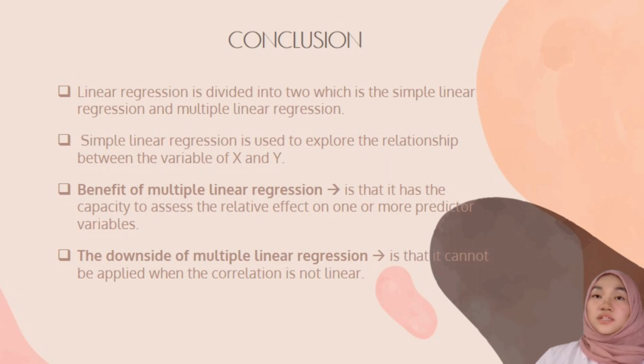In conclusion, linear regression is divided into two. Simple linear regression is used to explore the relationship between variable x and variable y. And the advantage of multiple linear regression is that it has the capacity to assess the relative effect of one or more predictor variables. For example, the All Green franchise has discovered that the franchise yearly net sale has a high association with the store square feet. The disadvantage of multiple linear regression is that it cannot be applied if the correlation is not linear.